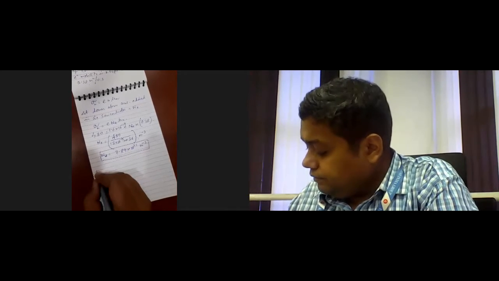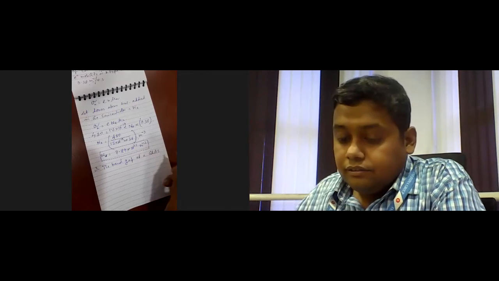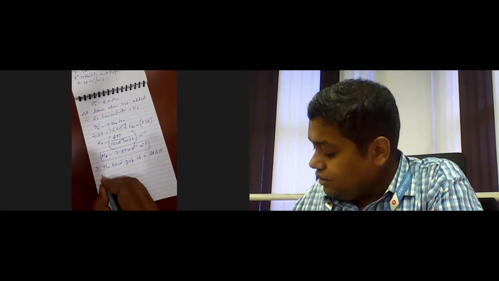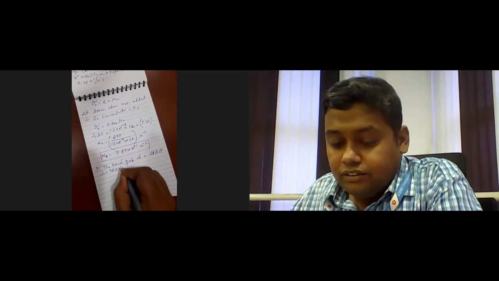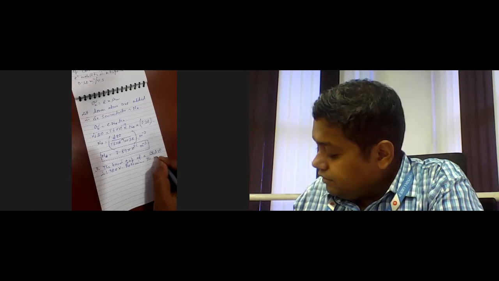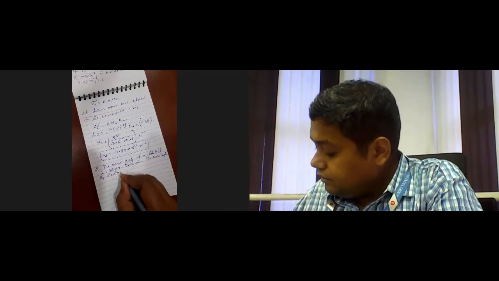So next problem. Problem number 3. Please note it down. The band gap of gallium arsenide phosphide, GaAsP, is 1.98 electron volt. Determine the wavelength of the electromagnetic radiation that is emitted upon direct recombination of electron and hole in the sample, and what is the color of the radiation?